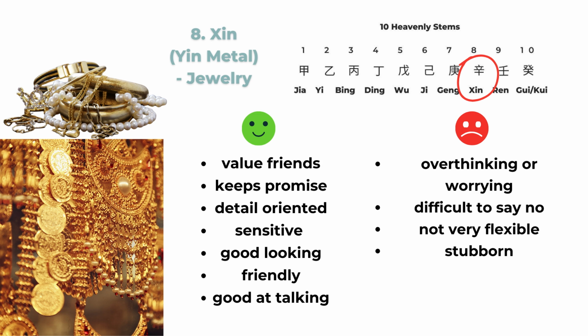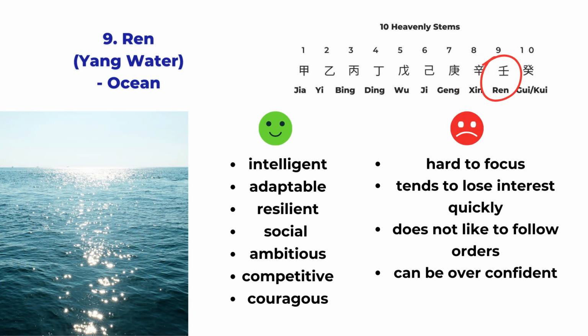For the negative side, you can be overthinking or worrying too much, and you have problems saying no to other people. And you can also be stubborn and not very flexible. Just try to be more confident and stop worrying about what people think. The last 2 heavenly stems are related to water. The Ren is yang water, and the image is ocean.